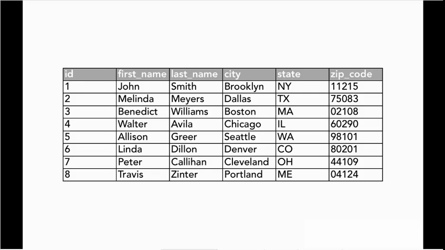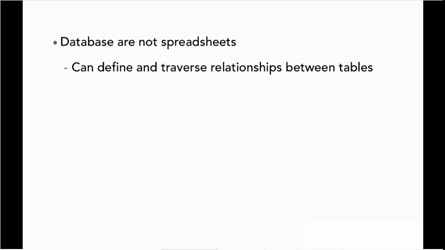The spreadsheet columns are the table columns, and those are what define what data will be stored. For example, first name, last name, city, and so on. The rows are individual records. So if I have a database table that has 20 customers in it, then I have 20 rows. Each row has data in each of the columns. Now, while this can be a useful analogy, databases are not spreadsheets. A database can define and traverse relationships between tables. That's that relational aspect again, and it's very powerful. Spreadsheets don't give you that.